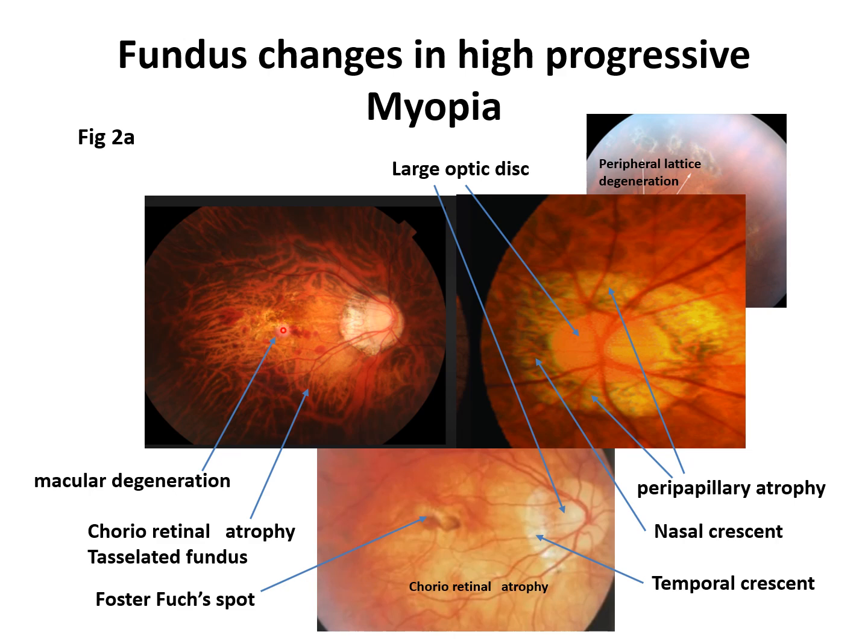Sometimes there is a macular hemorrhage, which is called a Foster-Fuchs spot. There is chorioretinal atrophy, which leads to the appearance of a tessellated fundus. In the periphery, there are degenerative changes. This is peripheral lattice degeneration, and these have to be specifically looked for. Otherwise, they may be missed on a routine examination, and if necessary, they need to be treated to prevent further complications.